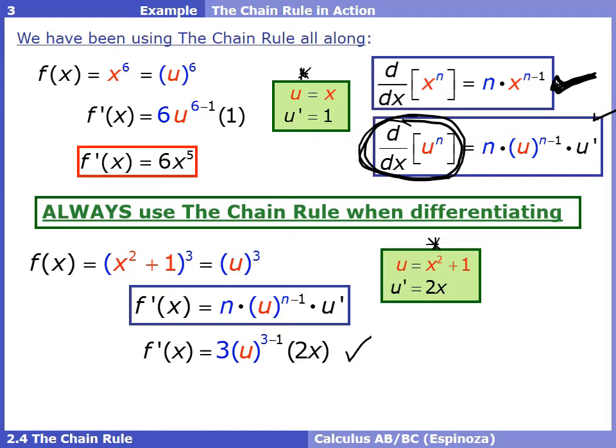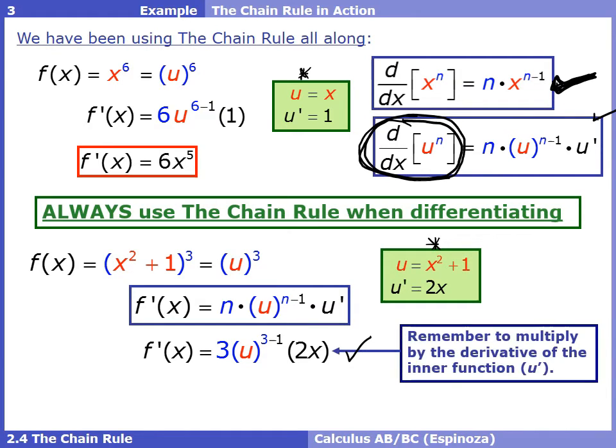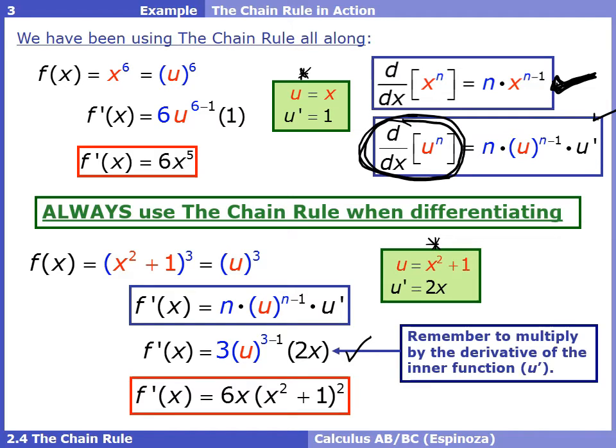So how can we clean this up and make it look a little bit better? Well, we can move the 2x to the front with the 3. So 3 times 2 is 6. And then we don't really want to leave this u in our final answer since we know u is equal to x squared plus 1. So just make that little note over here. Always remember to multiply by the derivative of that inner function. Again, we call that u prime. So when we clean this up, we'll bring the 2x to the front. It becomes 6x when we multiply. We're going to plug the u back in. We don't want to leave that u there, so we're going to replace it with x squared plus 1, and then the power is 2.